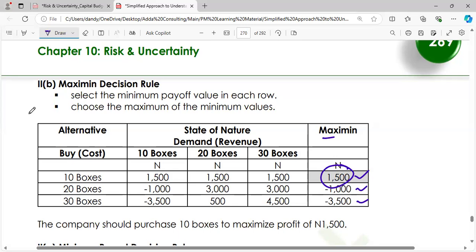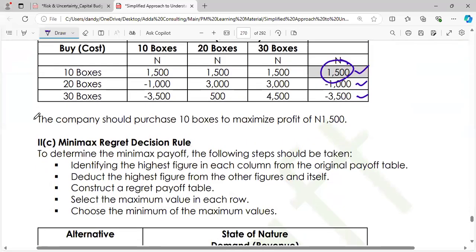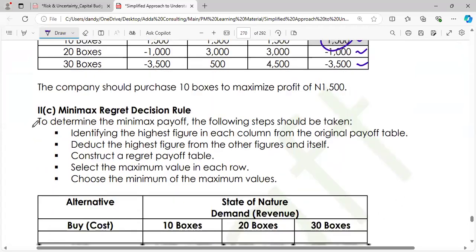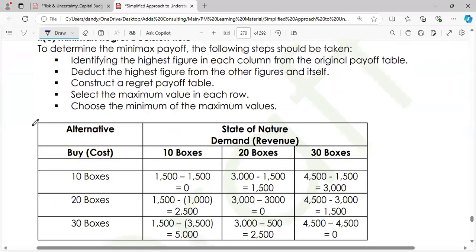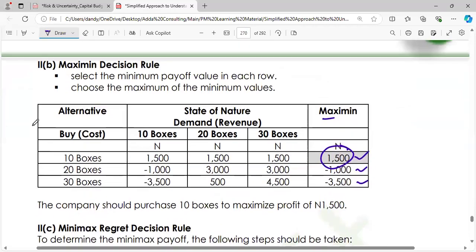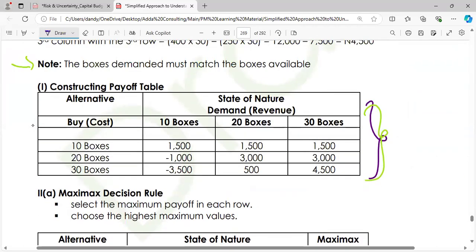Okay, that's it. Then the third one, we have to use the Minimax regret criterion. To do this, from the original payoff table, in the first column, we go back to the payoff table. In this column, the highest figure is 1,500. In the second column, the highest figure is 3,000. In the third column, the highest figure is 4,500. Therefore, in the first column, 1,500 minus 1,500 is 0. 1,500 minus 1,000, that's 2,500. 1,500 minus 3,500, that's 5,000. So you keep the answer there.